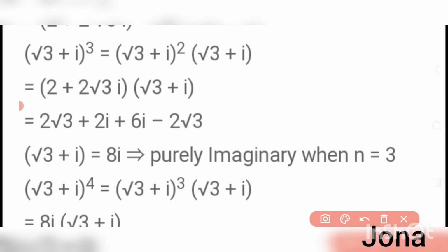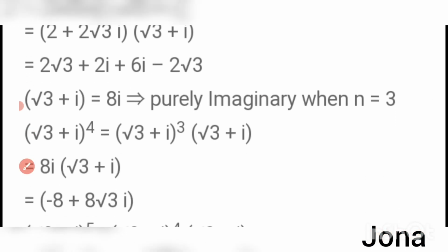Again we want to simplify the real and imaginary parts here. This will be cancelled. So 2i plus 6i is nothing but 8i here. So it is purely imaginary when n equal to 3. Okay. And then again we want to find the positive integer for which it is real.